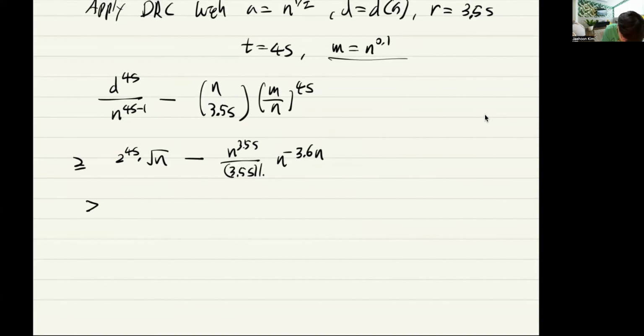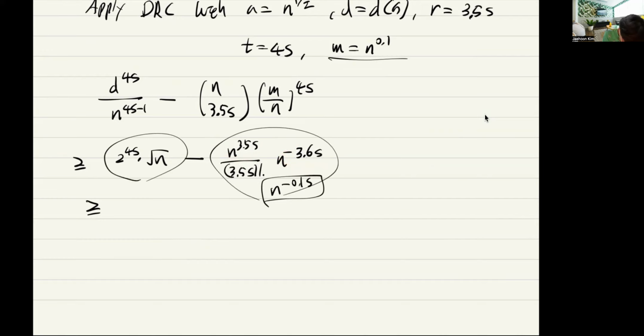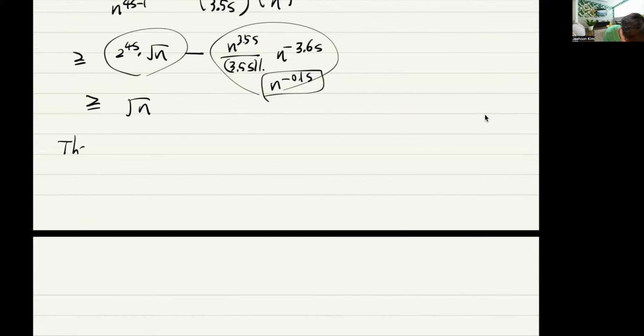Then what? This gives you n to the minus 0.1s. As n is large, this is just a very small number, and this is smaller than 1, so this is bigger than square root of n. So what does this yield?